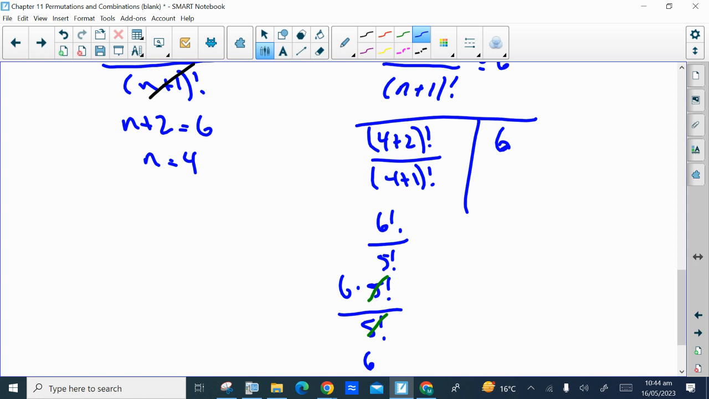Okay, tomorrow we'll look at some examples like this where we're going to again end up with quadratics that we have to solve.